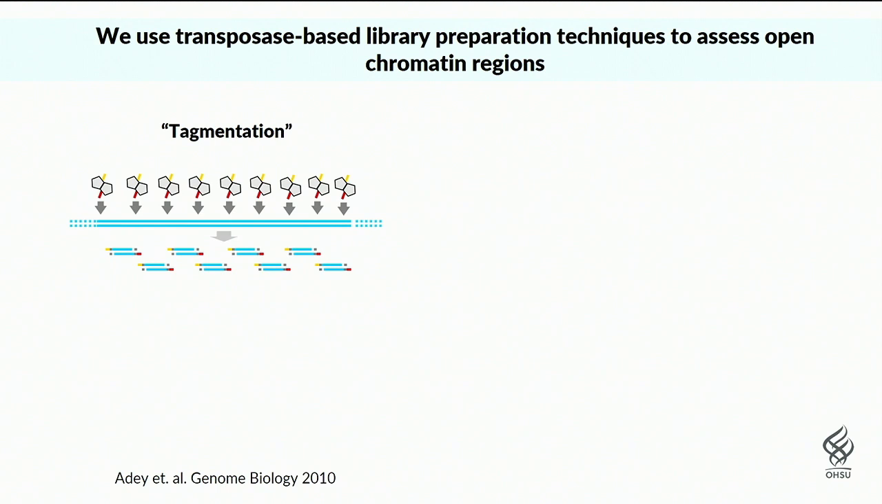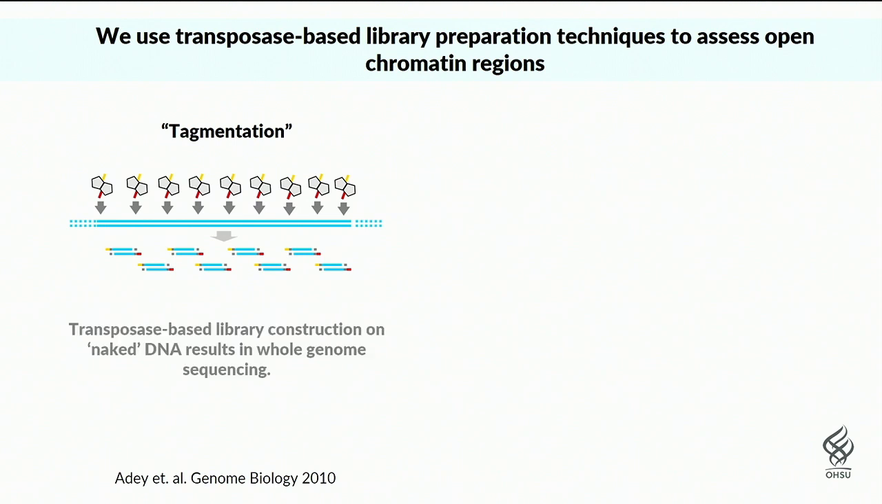So the way we access this is using a transposase-based strategy. You can use this hyperactive transposase loaded with sequencing adapters. And if you incubate this with regular purified genomic DNA, you get a genome sequencing library. So it fragments the DNA into sequenceable sizes and appends adapters in a single step.